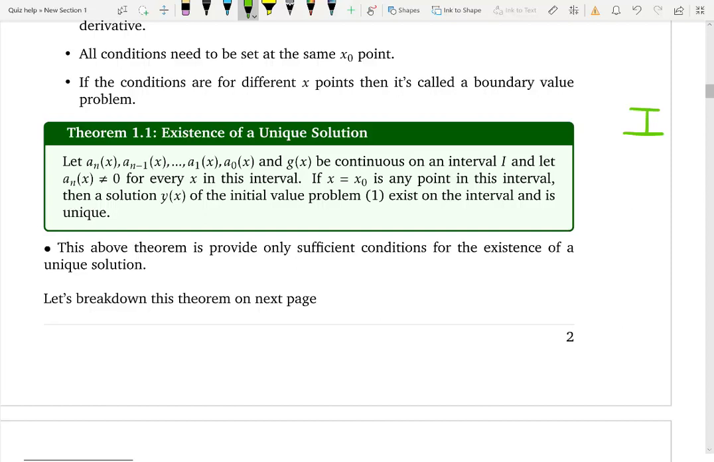It does not mean that outside those intervals you cannot find solutions. No, it's just that this theorem says, I don't know about outside those intervals, but let me give you an interval that guarantees you a unique solution. Okay, so in that sense it's pretty much similar to the first theorem that we learned.